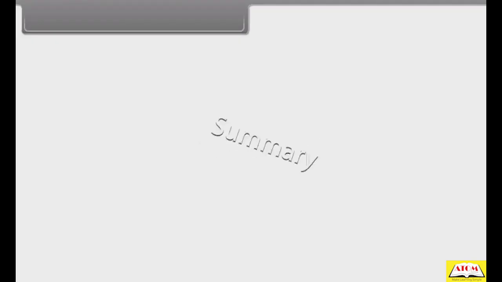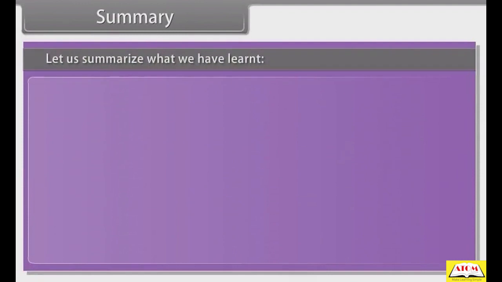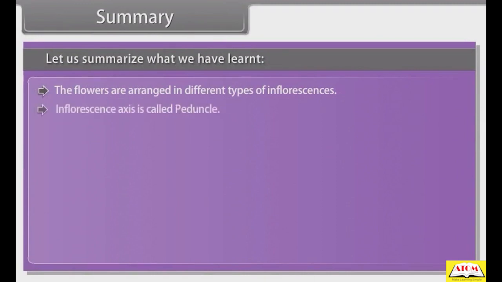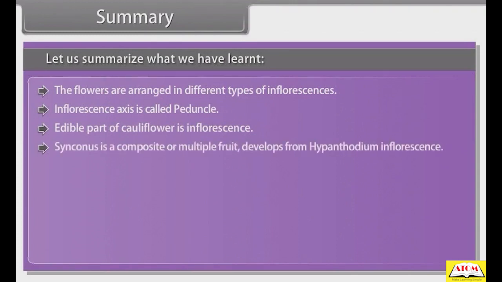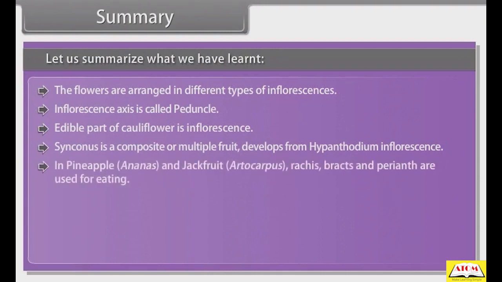Summary. Let us summarize what we have learned. The flowers are arranged in different types of inflorescences. Inflorescence axis is called peduncle. Edible part of cauliflower is inflorescence. Syconus is a composite or multiple fruit that develops from Hypanthodium inflorescence. In pineapple, ananas, and jackfruit, artocarpus, rachis, bracts, and perianth are used for eating.